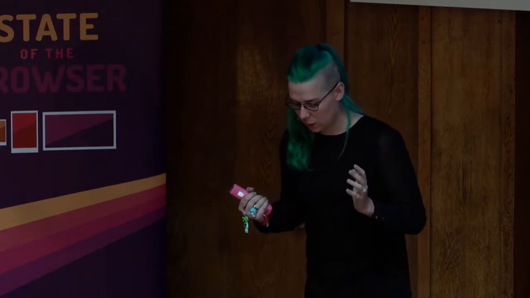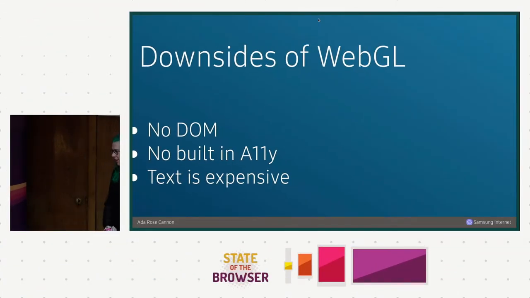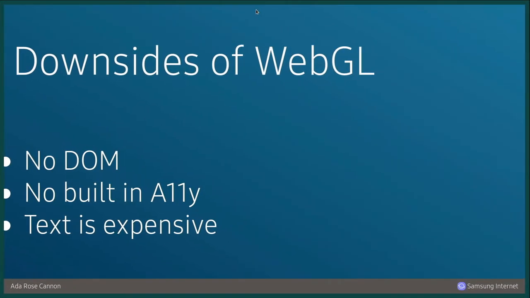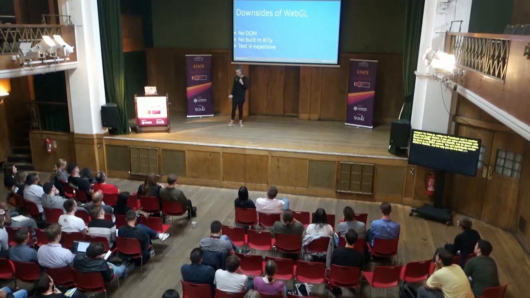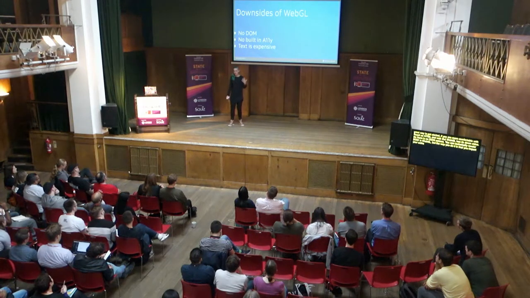But WebGL has its downsides. There's no DOM access. You can technically render DOM in WebGL, but the way you do it is that you import your entire style sheets and everything else into an SVG. You then render all of your HTML inside a foreign element in the SVG, render that to a canvas, and take the bitmap data from that canvas and send it to WebGL.